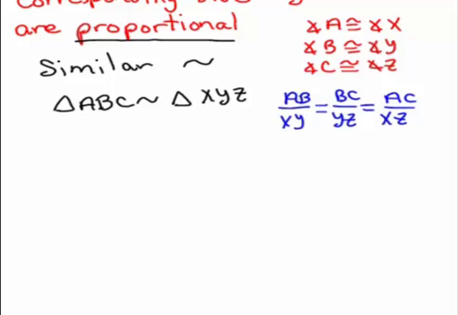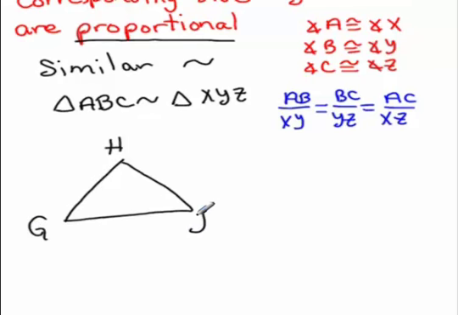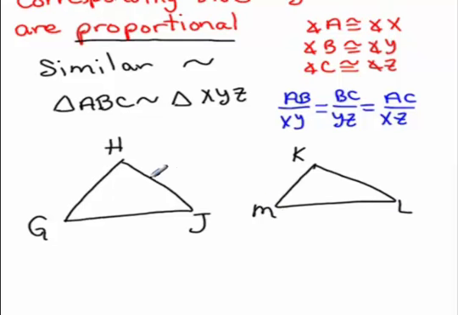Trying to determine if the following two are similar. We are given a triangle of H, G, J, and we are given the triangle of K, M, O. We have the following measures. We know that angle H is congruent to angle K. We are told that angle G is congruent to angle M, and angle J is congruent to angle L.